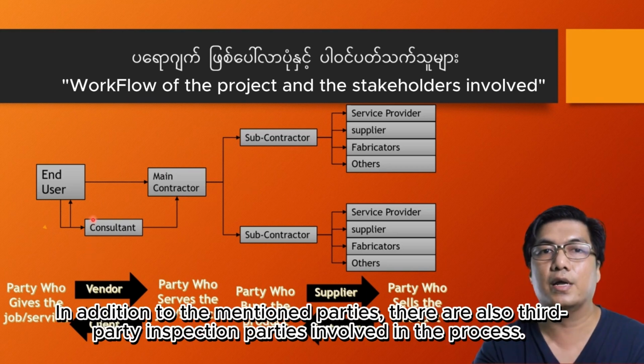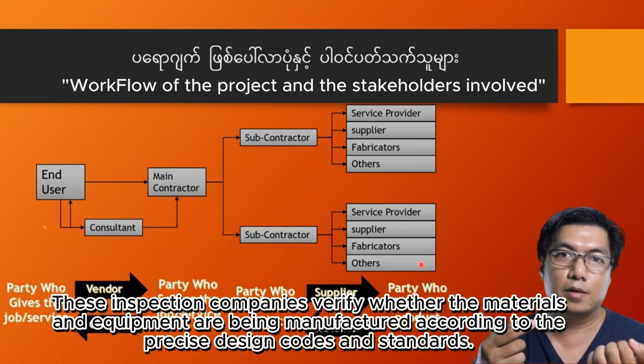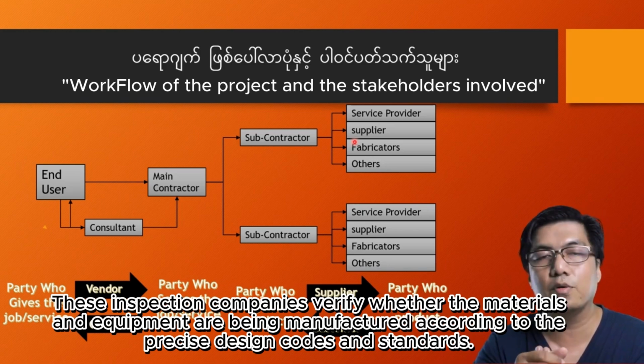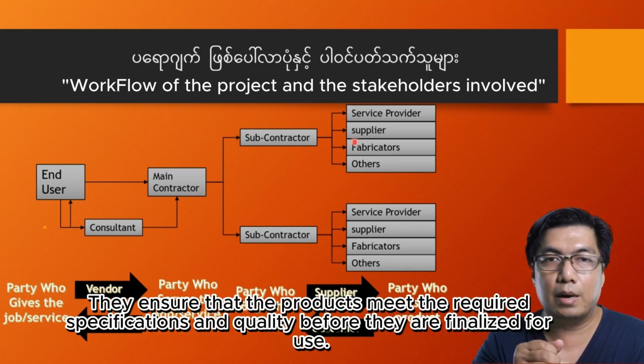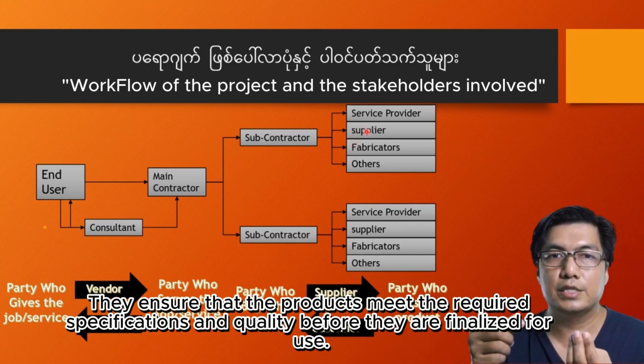In addition to the mentioned parties, there are also third-party inspection parties involved in the process. These inspection companies verify whether the materials and equipment are being manufactured according to the precise design codes and standards. They ensure that the products meet the required specifications and quality before they are finalized for use.